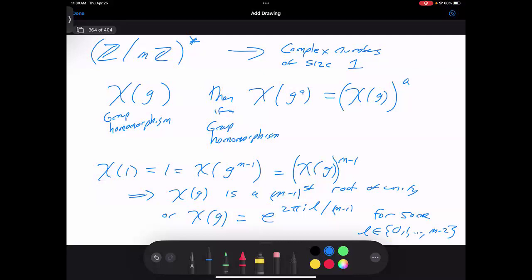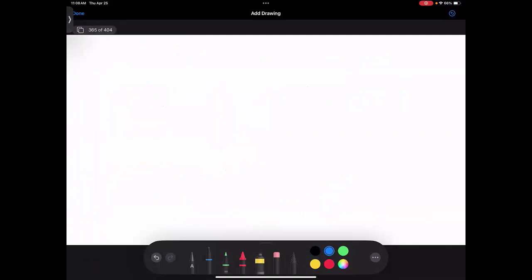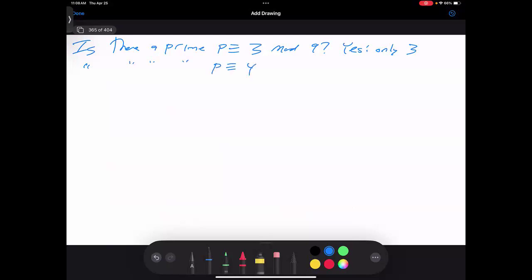If I give you two numbers, A and B, is there a prime congruent to A mod B? So for example, is there a prime P congruent to 3 mod 9? Yes or no? Can you find a prime congruent to 3 mod 9? Oh, 3. 3, right? But 3 is the only thing that works. Anything else, you'll have to be a multiple of 9 plus 3. Is there a prime P congruent to 4 mod 12?